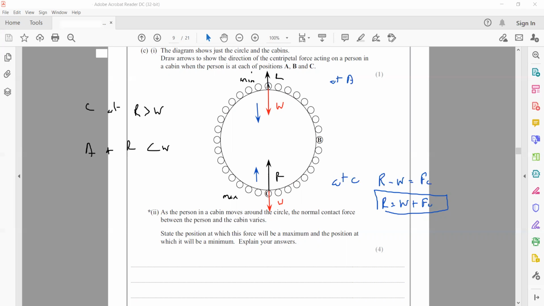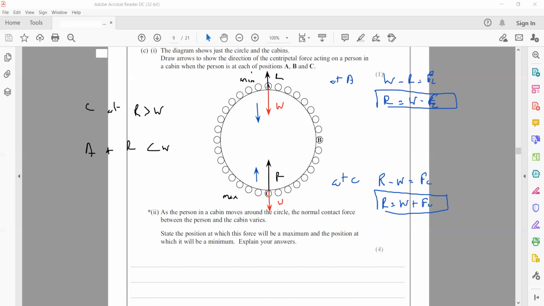But at A, it will be weight minus R is equal to centripetal force, or we can say, because R moves to the other side and Fc comes here, weight minus centripetal force should be equal to R.